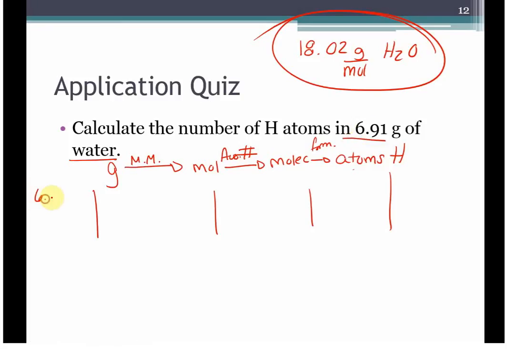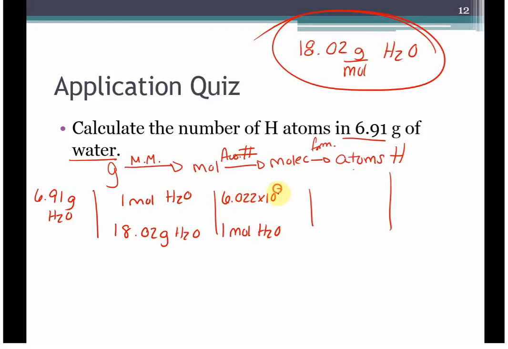We're going to start with that 6.91 grams of water. Every time we have 18.02 grams, we get 1 mole. And again, I should write the whole unit. So 1 mole of water. And every time we have 1 mole of water, we get 6.022 times 10 to the 23rd molecules of water. If I'm going too fast, just hit the pause button, okay? 1 molecule of water has 2 atoms of hydrogen, which now we have everything. Our grams is canceled, our moles is canceled, molecules is canceled, leaving us with atoms of hydrogen as our unit.